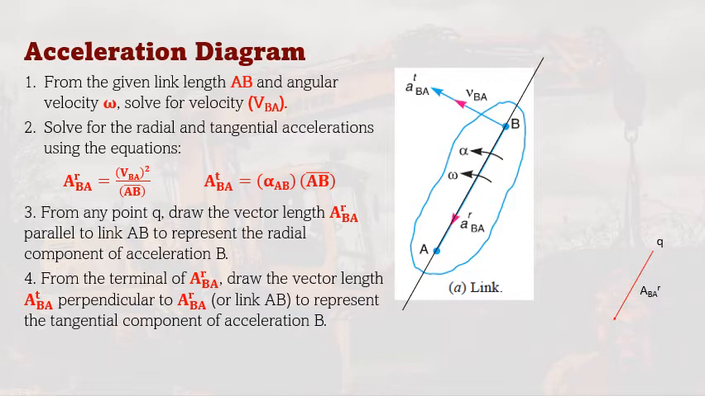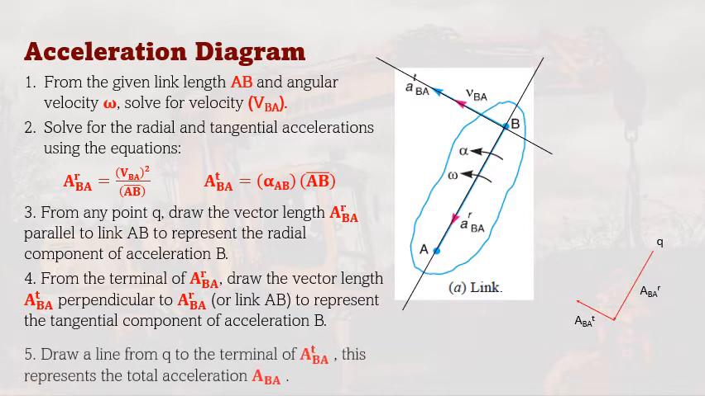Once we have that, from the terminal of that component, we draw the vector for the tangential component, which is perpendicular to the radial component, to represent the tangential component of the acceleration. From its terminal, or its head, we draw the tangential component of the acceleration of B relative to A. You can see here the radial component and the tangential component.